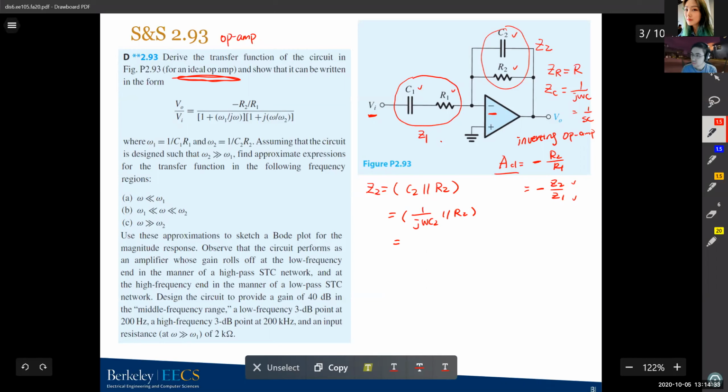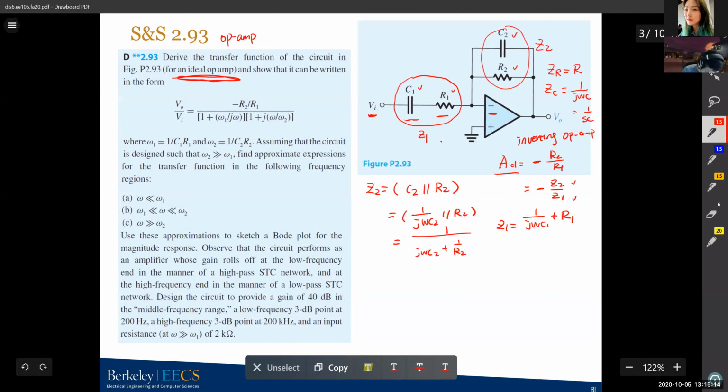This will give us (j omega C2 plus R2 inverse) inverse. That will be the total impedance of the Z2 part. Basically, you just do the same as two resistors in parallel: 1 over R1 plus 1 over R2, then take the inverse. This is Z2. Z1 is C1 and R1 in series, so it will just be 1 over j omega C1, the impedance of the capacitor, plus R1. This is your total Z1.